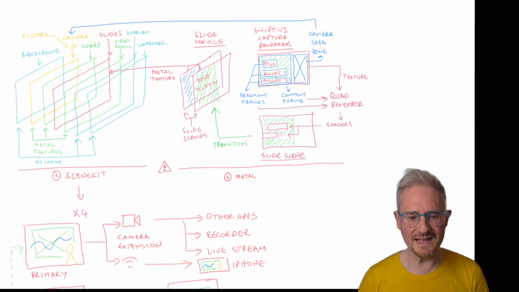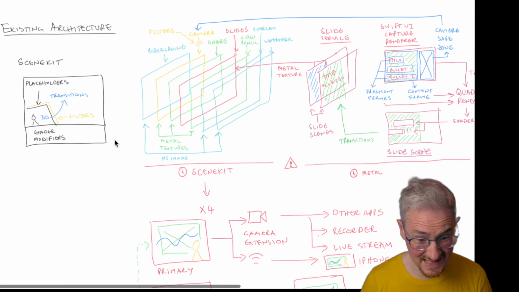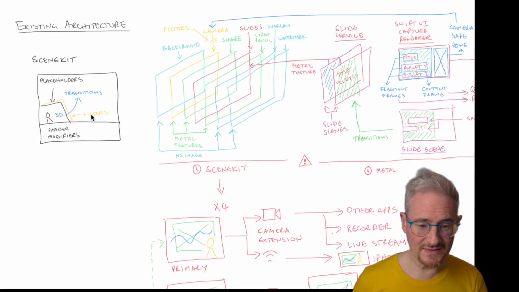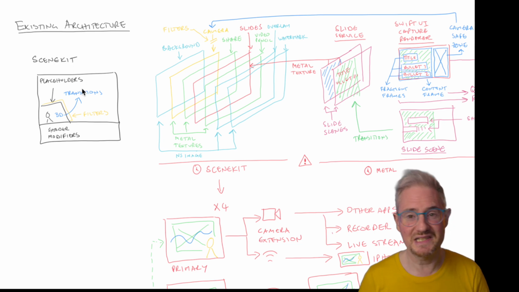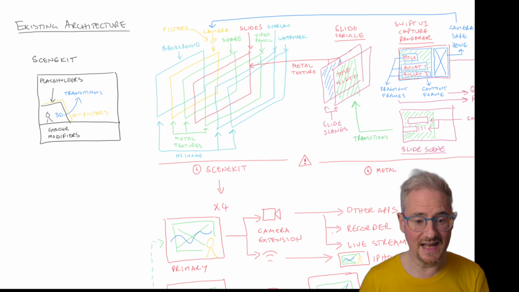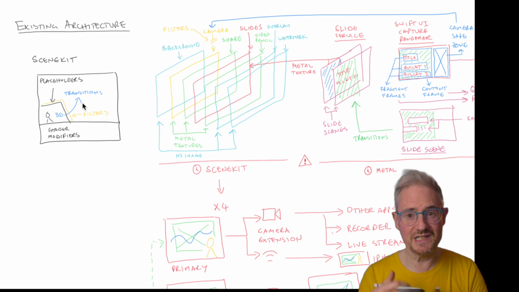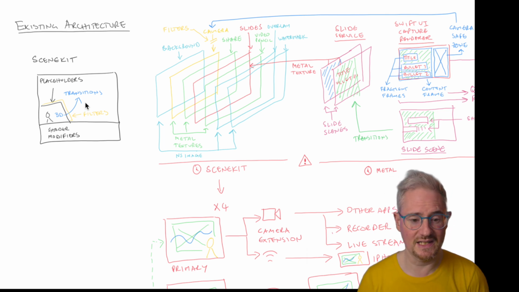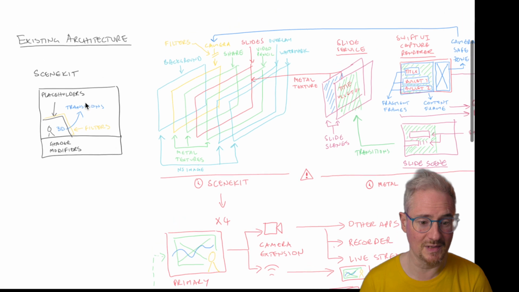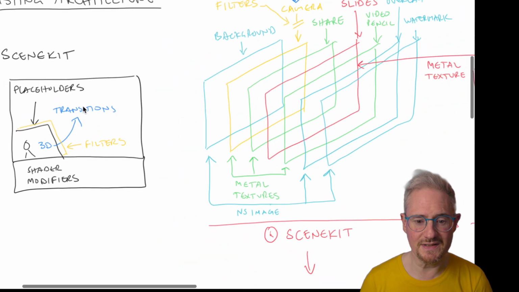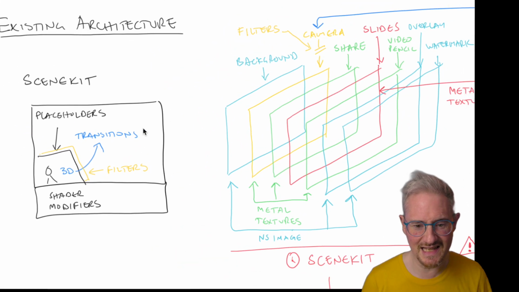And so here's how it currently works. Basically, we've got a SceneKit architecture that makes this kind of thing quite easy. And then we're doing transitions using SceneKit's animation. We've got shader modifiers to do the camera LUTs and things. So there's a few different things in the mix here.